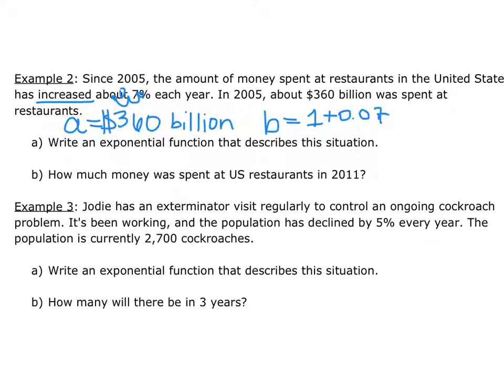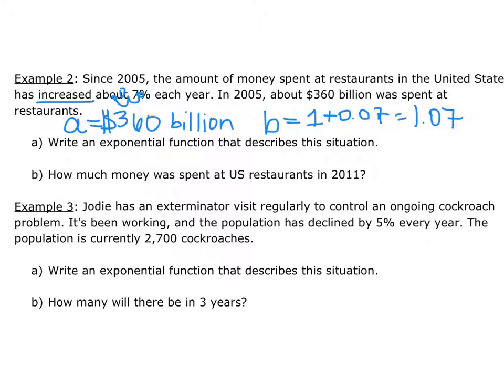So what is that? 1.07. Perfect. So my B value is 1.07, right? Why is it 0.07? Because you move the decimal over twice. You have to fill in that other blank with a 0. So anytime it's a percent, you do 1 plus.